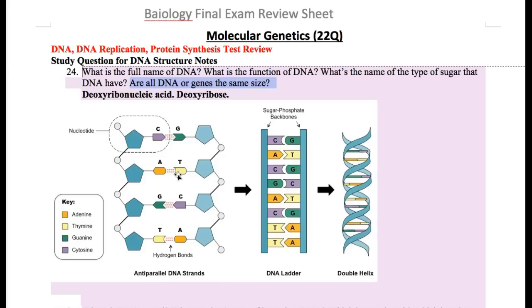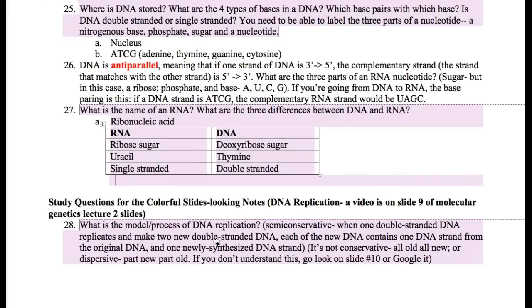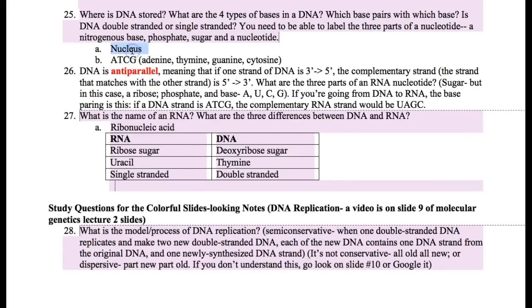What else do you need to know about DNA? DNA is double-stranded, as you can see over here, and is a twisted ladder or double helix. And it's also antiparallel, which means, as you can see over here, on one side the phosphate groups are pointing upward, and these phosphate groups are pointing down, right? So we call this antiparallel. Next question is, where is DNA stored? It's stored in the nucleus.